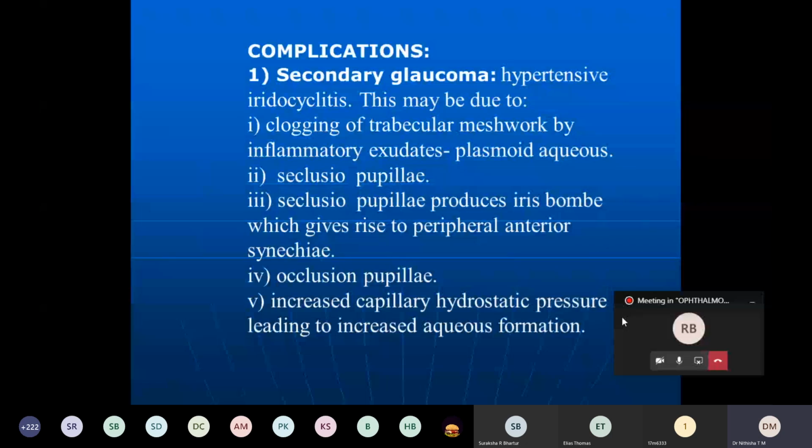Second, it can be due to seclusio pupillae. What does seclusio pupillae cause? It causes blockage of the aqueous flow, producing iris bombé, which gives rise to peripheral anterior synechiae. Fourth is due to occlusio pupillae. Fifth is due to increased capillary hydrostatic pressure, which leads to increased aqueous formation. So these are the etiologies for your secondary glaucoma: clogging of the trabecular meshwork, seclusio or occlusio pupillae, and increase in the capillary hydrostatic pressure.